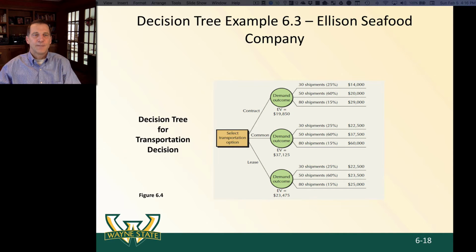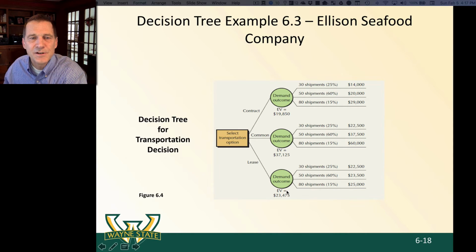So here's the transportation decision in a decision tree. So you see the contract, the common, and the lease options. You see those three options, right? And we had an expected value for each one of those options that we calculated. And then out here we've got our 25%, 60, and 15 for each of those options.